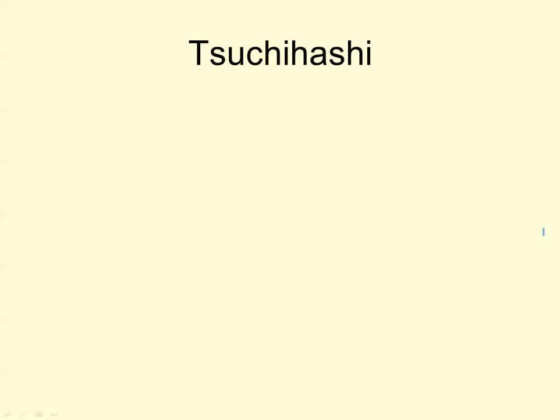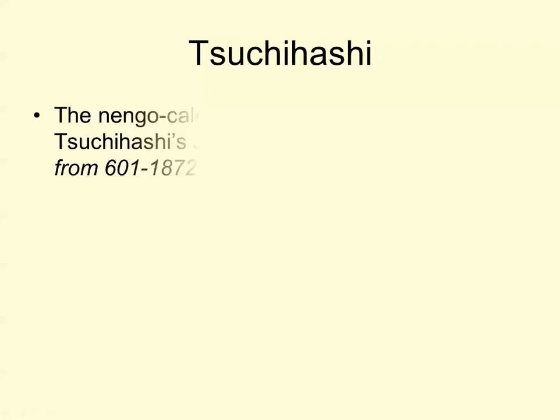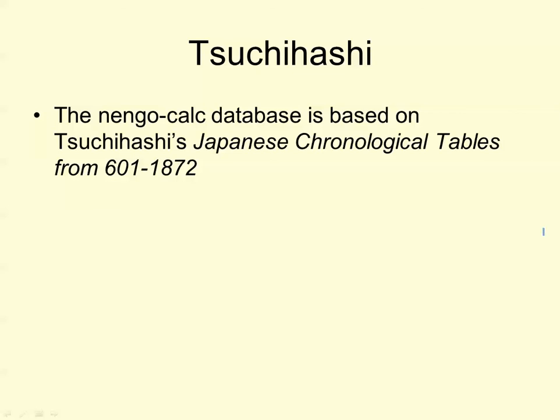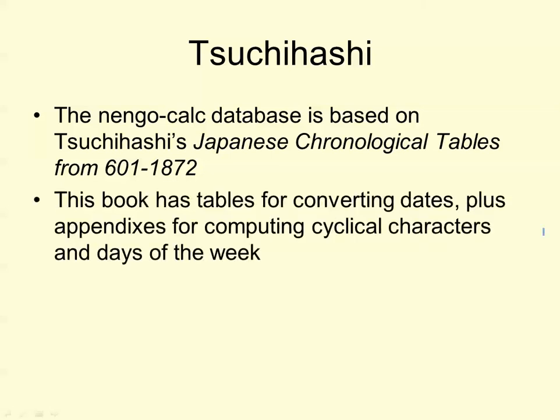Those 2 databases that he refers to, one of them is Tsuchihashi. Tsuchihashi is a paper set of tables. Its author is a man named Tsuchihashi. The title is Japanese Chronological Tables from 601 to 1872. There's a copy of this in the U Albany Library. I also have a PDF of it on Blackboard in case you want to take a look and see what it is. The book has tables for converting dates, plus appendices for computing cyclical characters, cycles for the years and the days of the week.